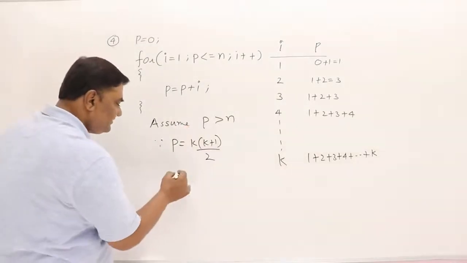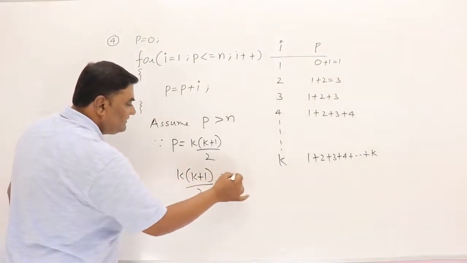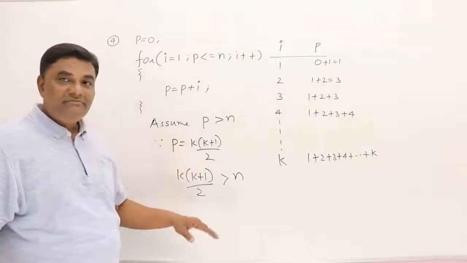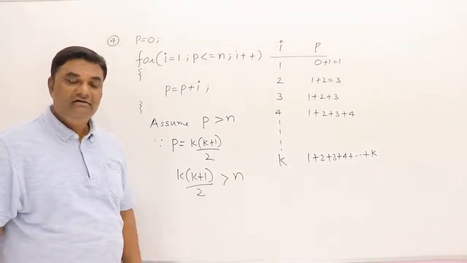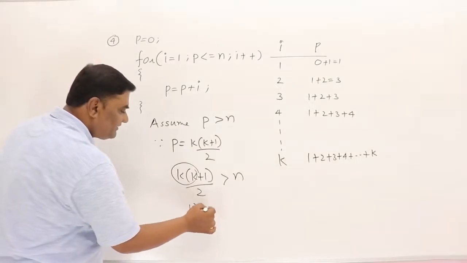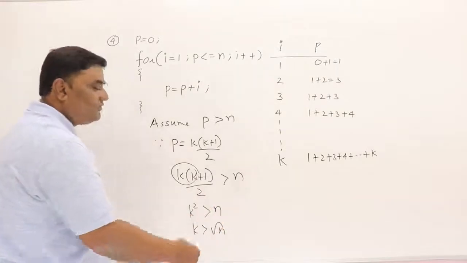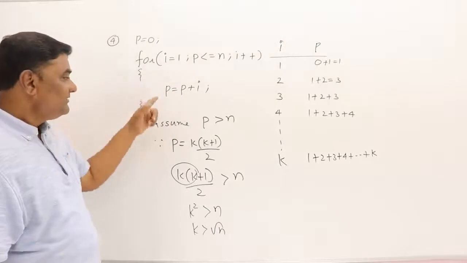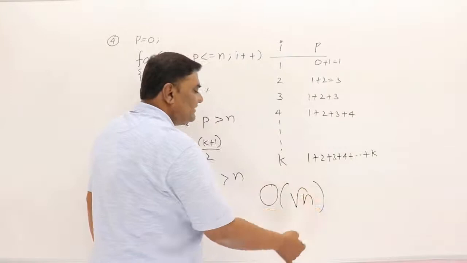So what is the condition? k into (k plus 1) by 2 is greater than n. When k into (k plus 1) by 2 has become greater than n, it will stop. So what is k? Roughly we assume it as k square. So k is root n. So this loop will execute for order of root n times.